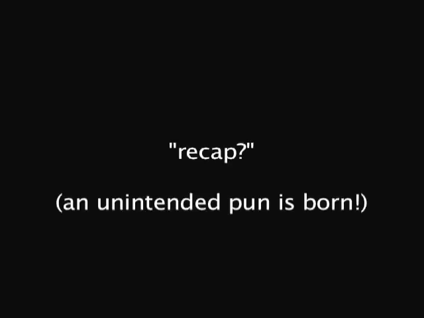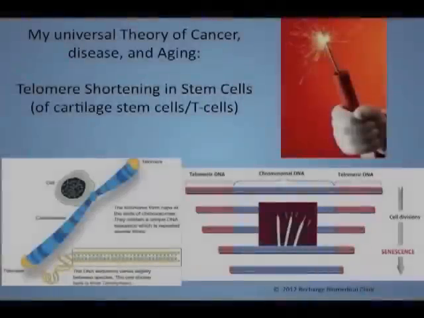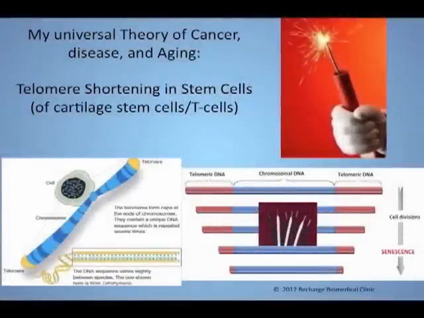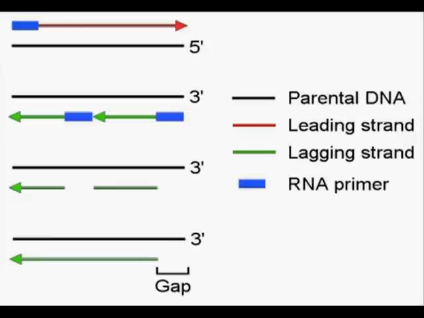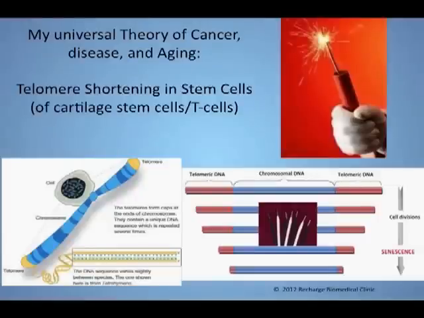Let's recap for those that haven't heard this spiel. Four essential slides, and then you'll be more in the know than most doctors. So here it goes. My universal theory of cancer, disease, and aging is that at the end of these chromosomes, 92 in a diploid cell, we have this end, and it physically cannot get to the end to copy. That's just a fact. So every time a cell divides, it'll shorten by 50 base pairs. If you get to the end, then bad things happen.